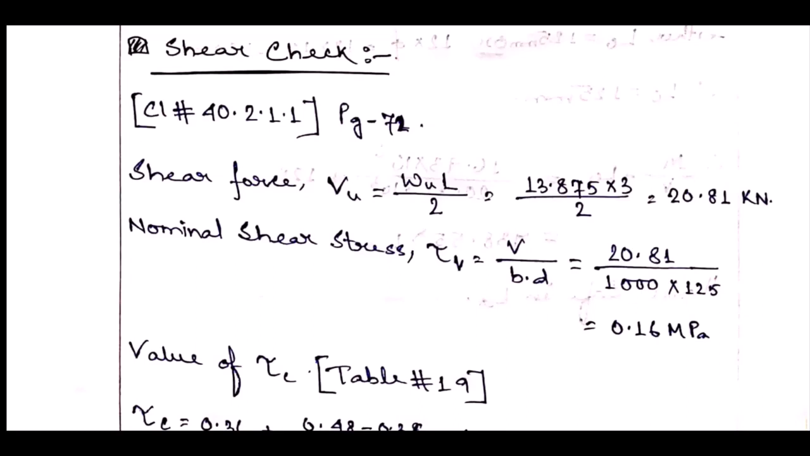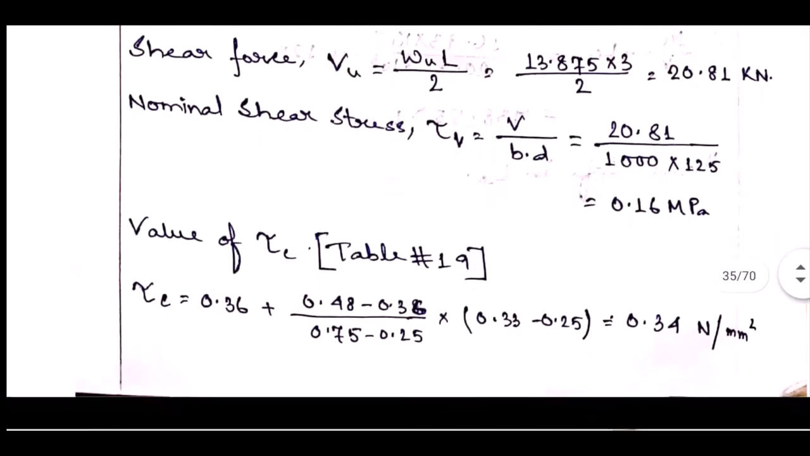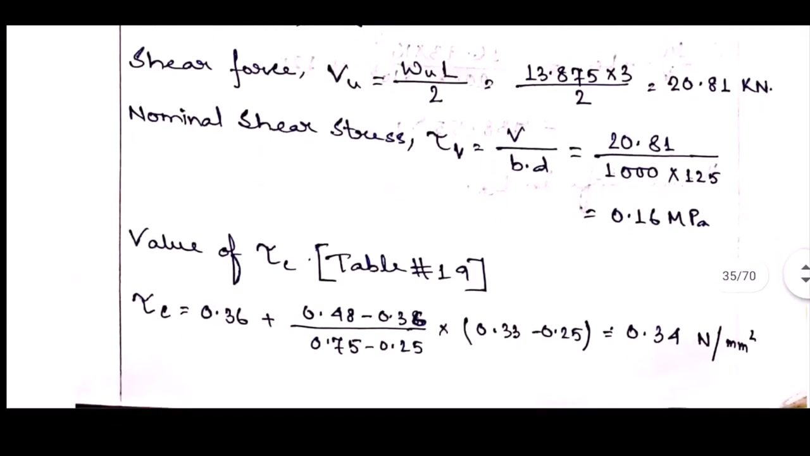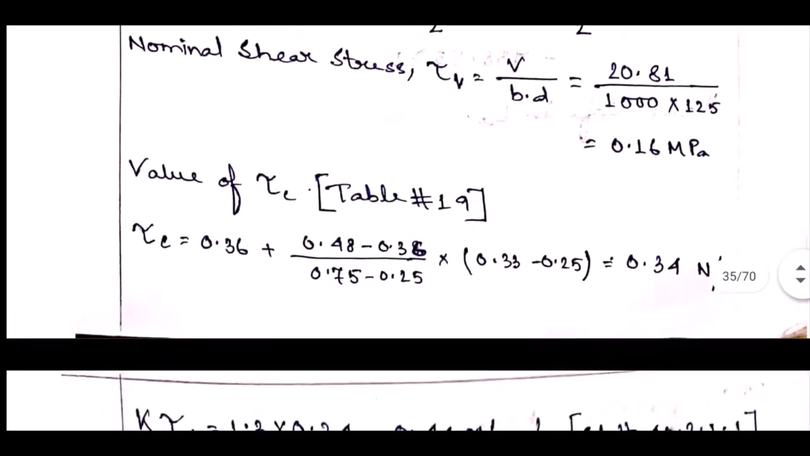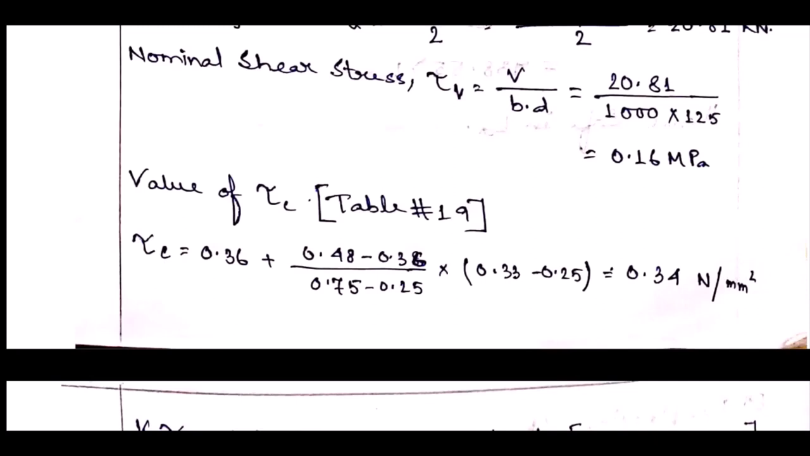Now the nominal shear stress tau V is equal to V by bd. V is 20.81, which we calculated just now, divided by b which is 1000, into d which is 125, that is equal to 0.16 MPa. Now the value of tau C from table number 19. So from table number 19 we have to find the value of tau C. Okay, so let's go to table number 19. After that we will get back here.